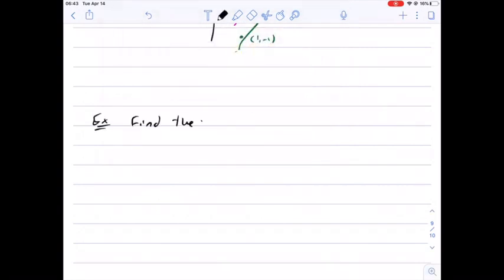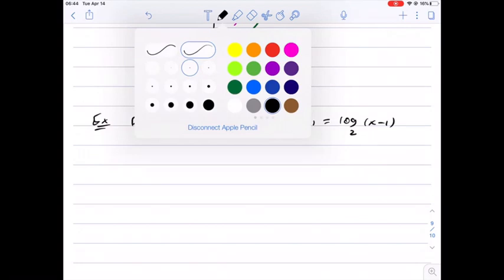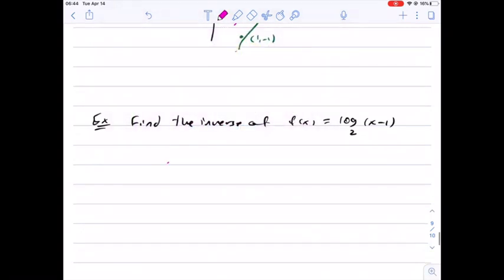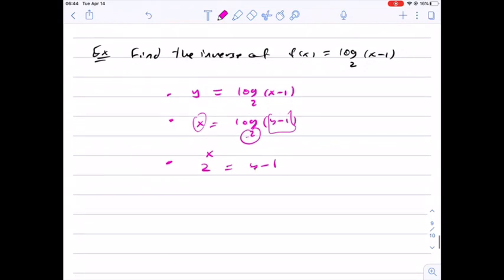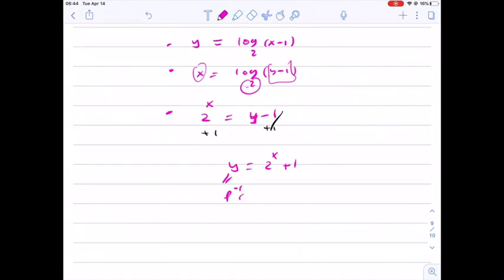Now if I ask you to find the inverse of the function f of x equals log base 2 of x minus 1, then we can apply the general steps for the inverse function, but then we can convert from logarithmic form to exponential form. So first we write it as y equals log base 2 of x minus 1, and then we interchange x and y, and then we convert to the exponential form. So the base is 2, this is the power, and we have here y minus 1, and then we solve for y. So we add 1 to both sides, we get y equals 2 to the power x plus 1, and then y is f inverse of x.